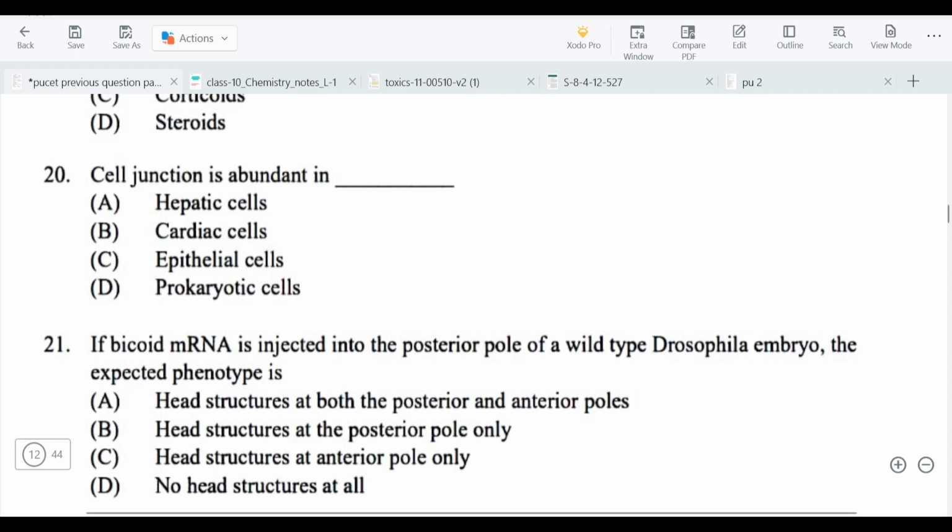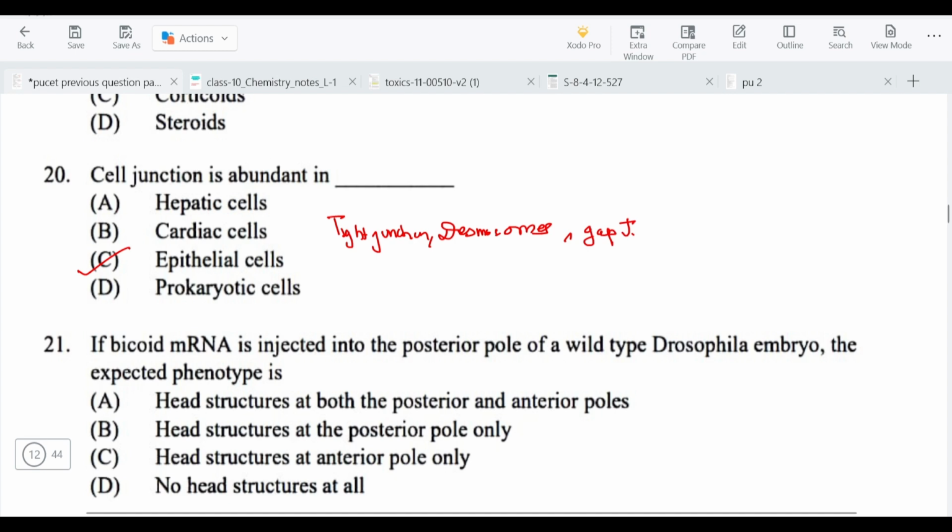Next question, cell junction is abundant in, the answer is epithelial cells. Cell junctions, like there are tight junctions, there are desmosomes, there are gap junctions, and they are abundant in epithelial cells.